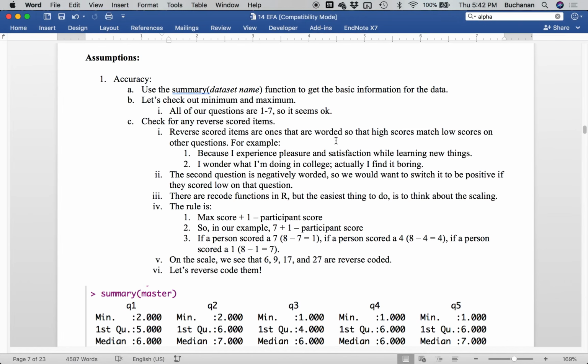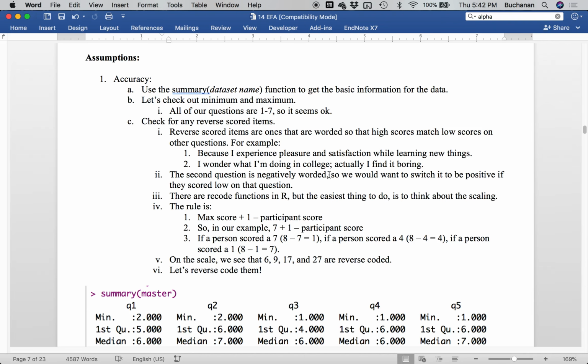The other thing I would want to do is reverse score those items. So that second question here, why are you in college? Because I experience pleasure. A high score would be a high answer on this: I strongly agree. But a high score on this, I wonder what I'm doing in college, would actually be a negative. So we want to switch those.